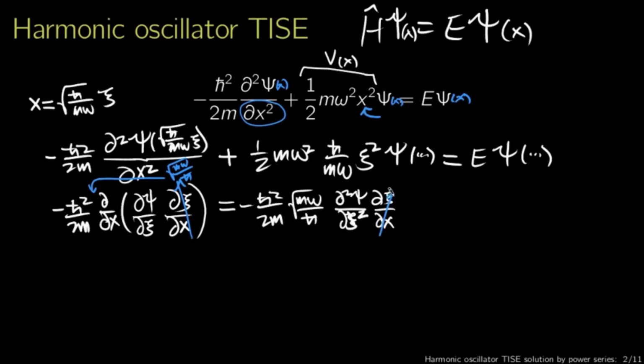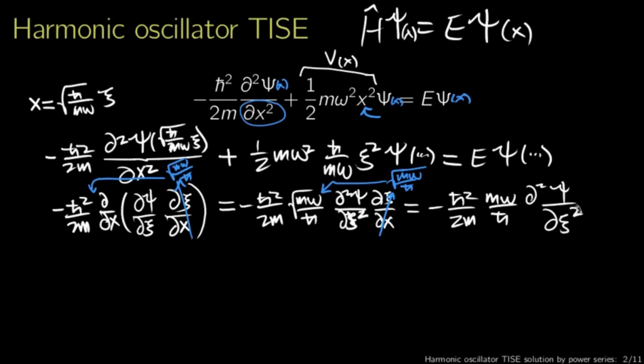But the second step here, again, partial derivative of xi with respect to x gives me the square root of m omega over h bar, which as a constant I can pull out front and combine. What I'm left with for this term then is minus h bar squared over 2m times m omega over h bar, again giving me some nice cancellations, times the second derivative of psi with respect to xi. So this converts my derivative with respect to x into a derivative with respect to xi.